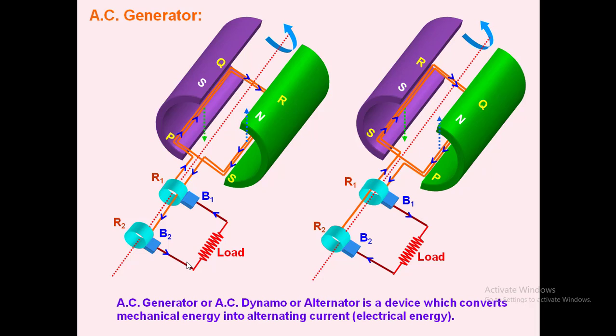An AC generator is also called a dynamo. In olden days we used to have dynamo lights for bicycles. An alternator is a device which converts mechanical energy into alternating current, that is electrical energy. So what is the principle actually? As I mentioned earlier, an AC generator is based on the principle of electromagnetic induction.